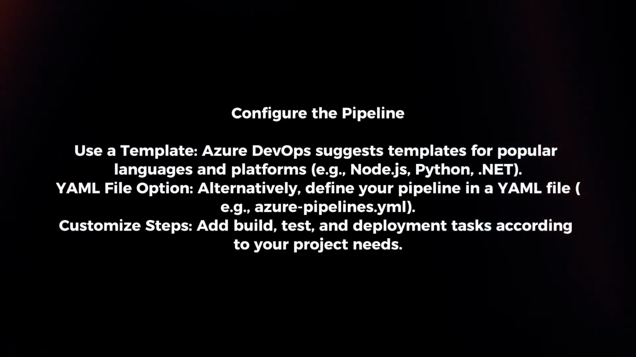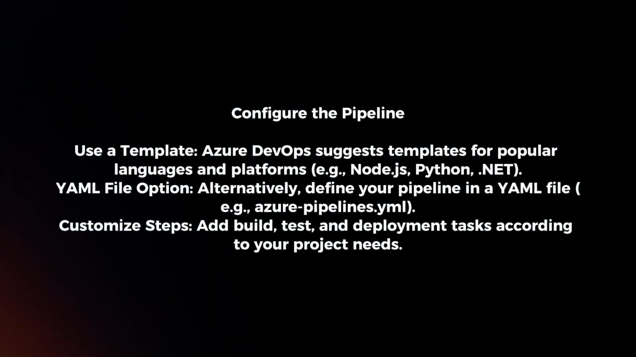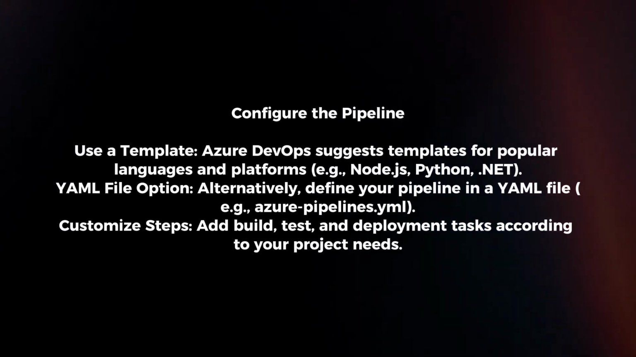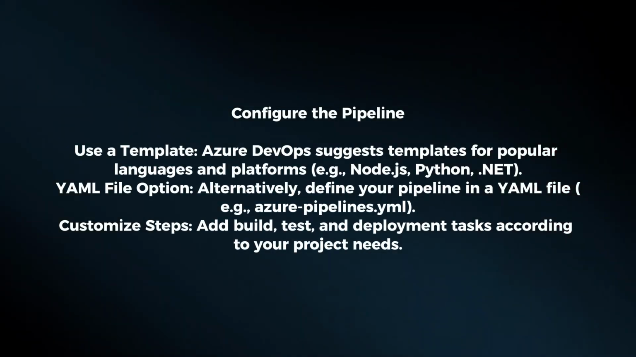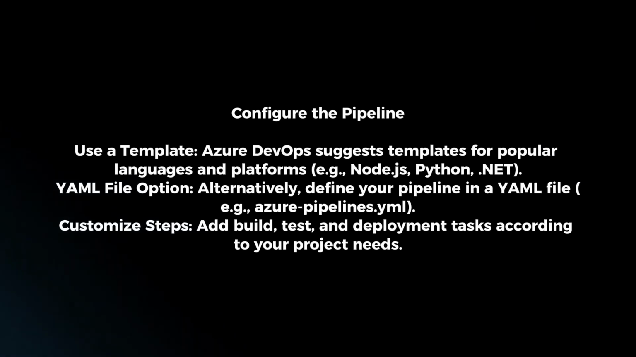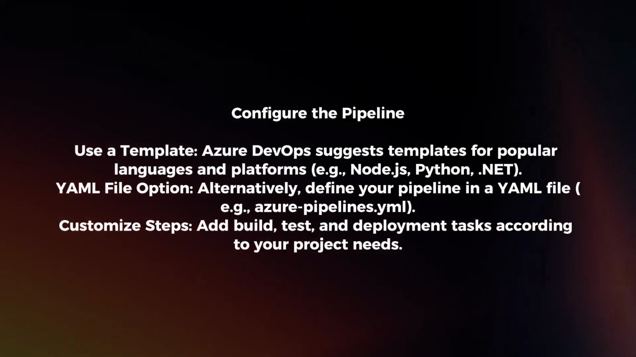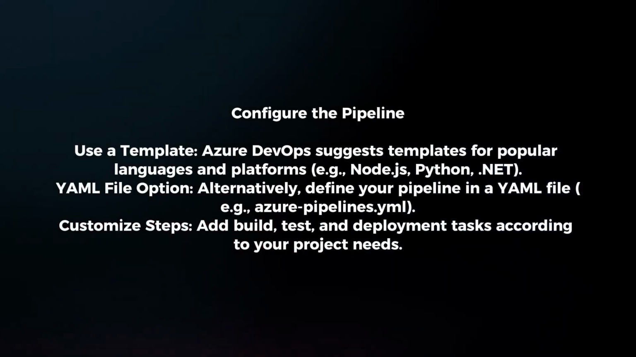Configure the pipeline. Use a template. Azure DevOps suggests templates for popular languages and platforms. YAML file option. Alternatively, define your pipeline in a YAML file. Customize steps. Add build, test, and deployment tasks according to your project needs.